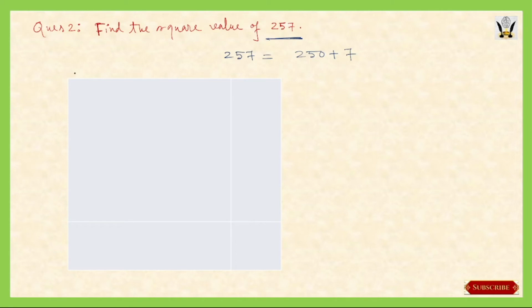Now what will be the side of this square? It will be A plus B, and as we have seen in the previous example, this much will be our A and this much will be our B. So similarly on the vertical side, this much will be our A and this much will be our B. So the area of this bigger square will be A square. In this example, A is 250 and B is 7.